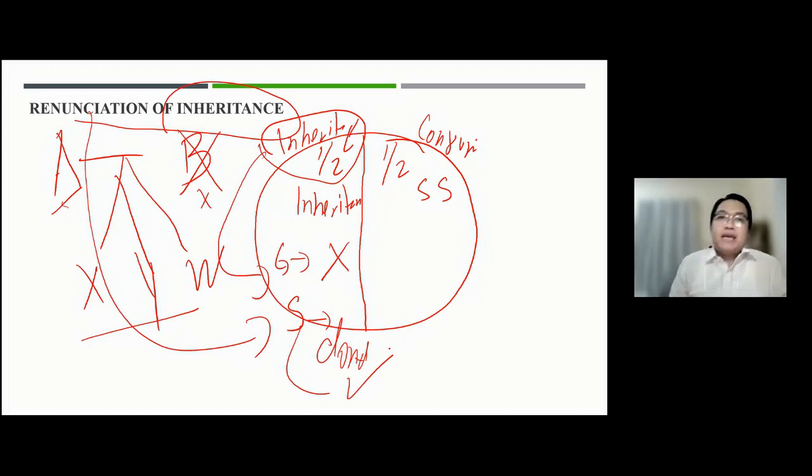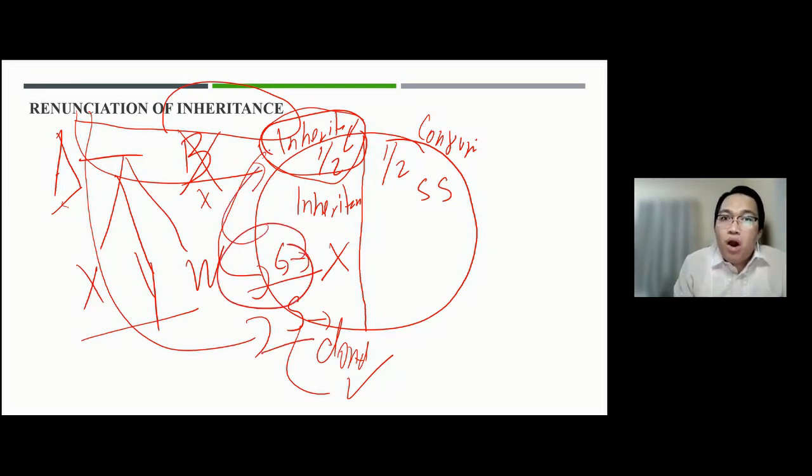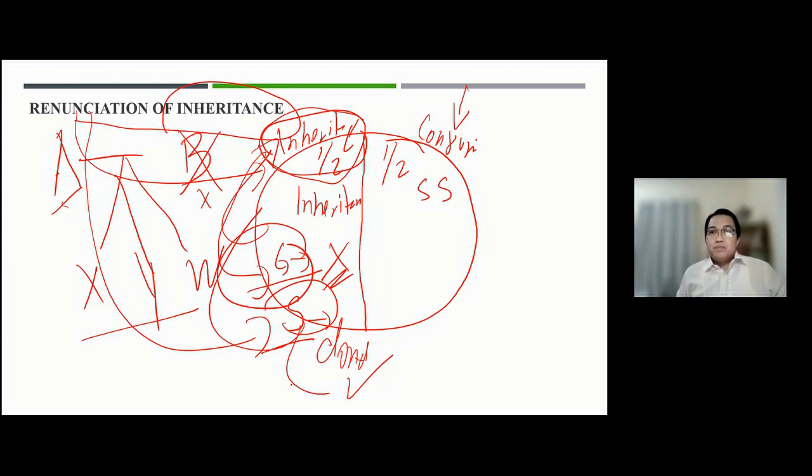In that case, special renunciation is subject to donor stocks. Okay? Ulitin natin, kapag inheritance ang pinag-uusapan, renunciation of inheritance, determine whether renunciation is general or special. General renunciation of inheritance is not subject to donor stocks. Special renunciation of inheritance is subject to donor stocks. Okay? Now, pumunta tayo sa kabila. On the conjugal share of the surviving spouse.